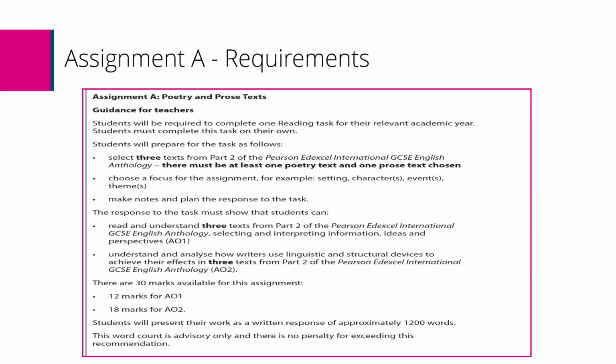So the task has to make sure that students read and understand their chosen 3 texts, that they select and interpret the information, ideas, and perspectives for AO1, and that they're also analysing the language and structure devices used by the writers for AO2. Approximately 1,200 words.